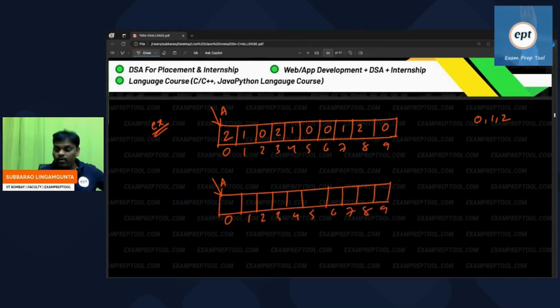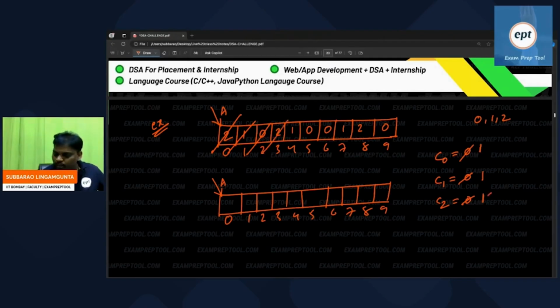One way is to take three variables: count zeros, count ones, count twos. Initially all are zeros. Now what you do is, in the array A, when a 2 comes, increment the 2's count. When a 1 comes, increment 1's. When a zero comes, increment zeros.